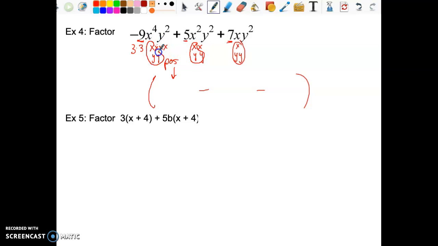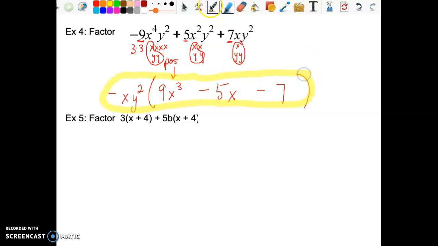oops, I almost circled the wrong thing. So I'm going to factor out a negative xy squared, and what I didn't circle has to stay there. So that would be 3 times 3 is 9x cubed minus 5x minus 7, and we factored out both of those. Let me just highlight it. Here's your answer then. And notice how, because I factored out the negative, it changed the sign of everything inside.